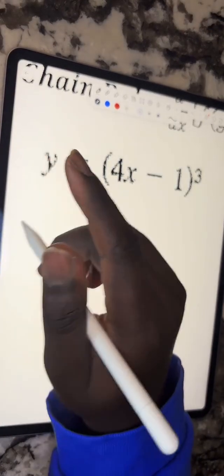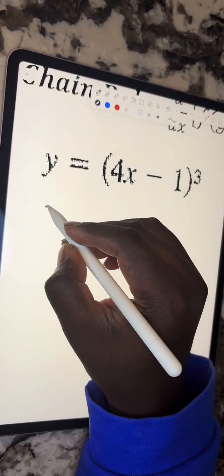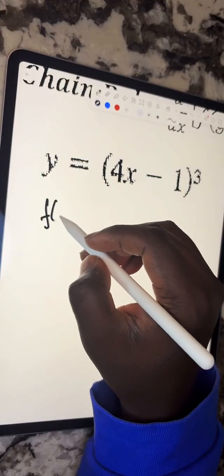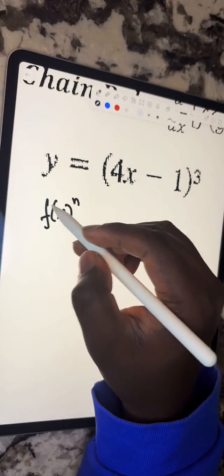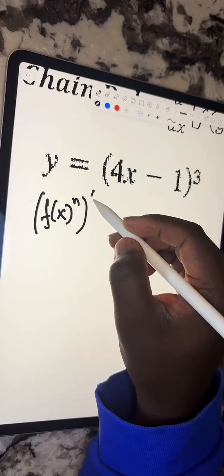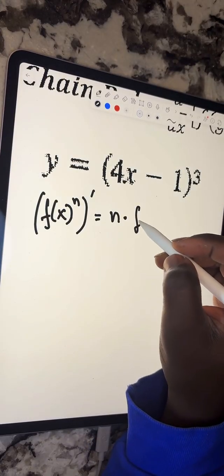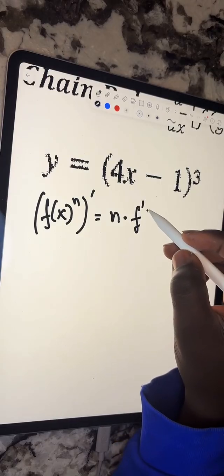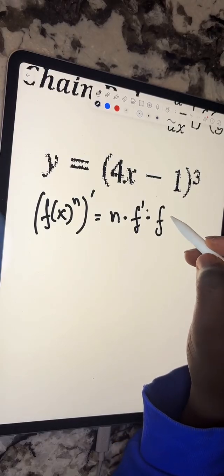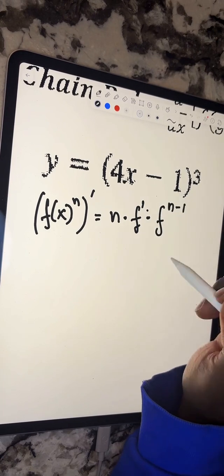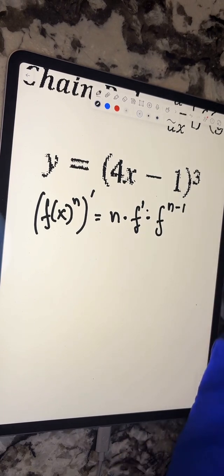Or you can use this rule, by the way. Whenever you have f of x to the power of n, and you're trying to find the derivative, that would be n times f prime times f to the power of n minus 1. Use this instead of the chain rule. Let's use this instead of the chain rule, shall we?